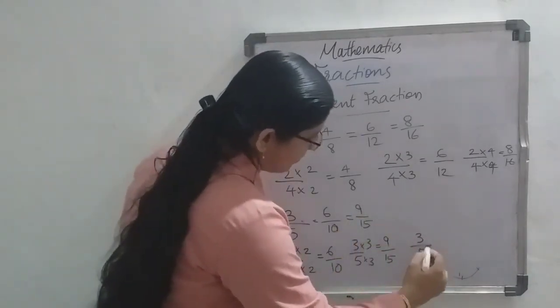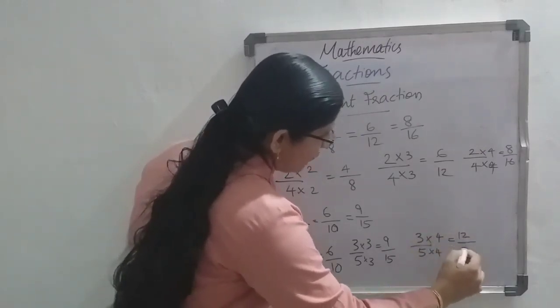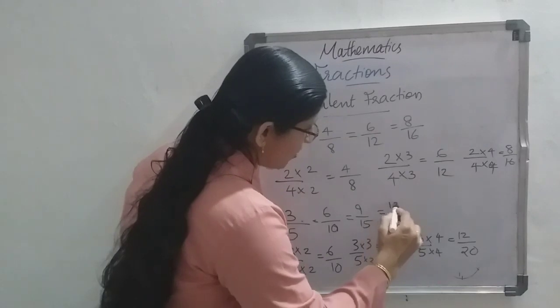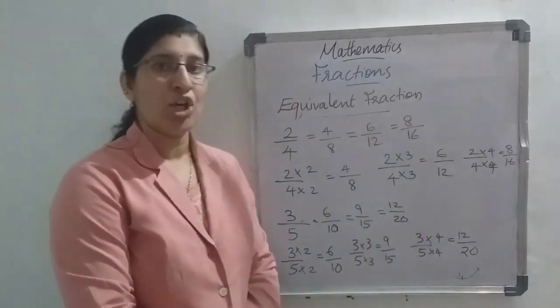Again, 3 by 5, we can multiply the same number. 4 I am doing. 4 3s are 12, 5 4s are 20. So it is 12 by 20. Okay. So these are the methods of writing the equivalent fractions.